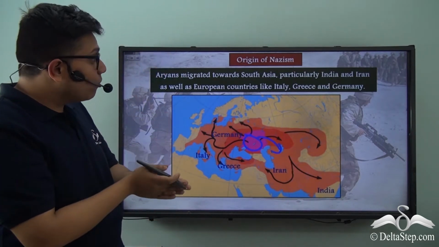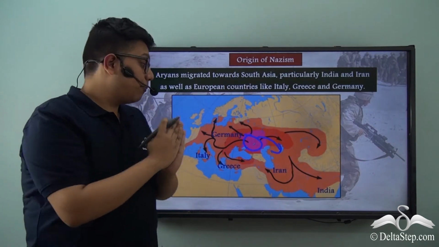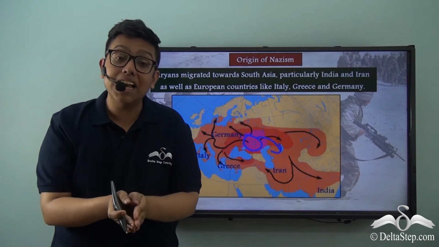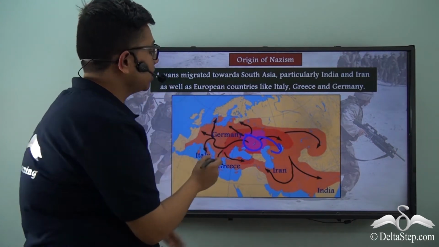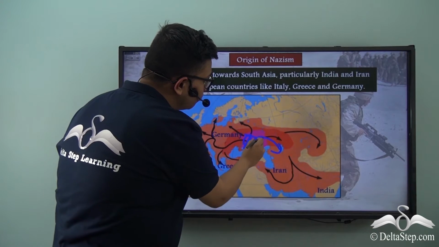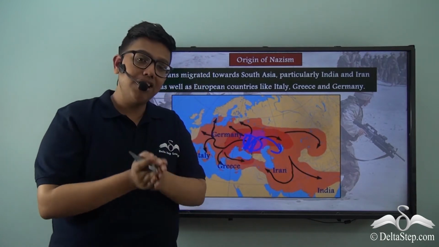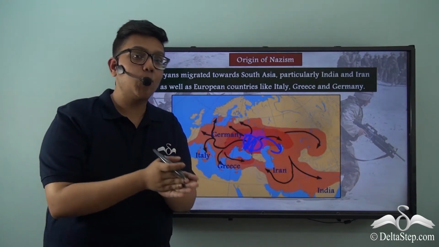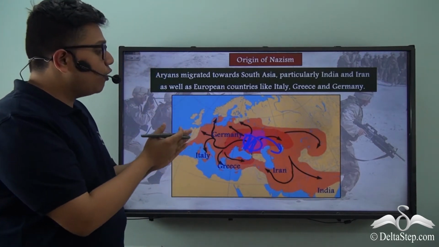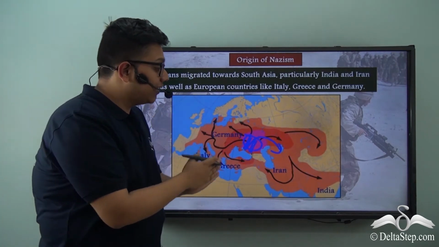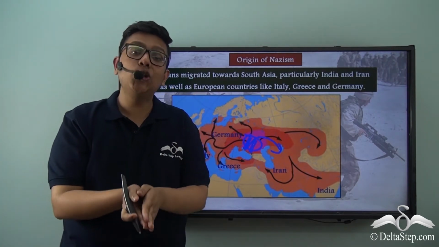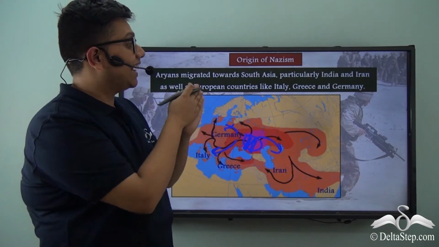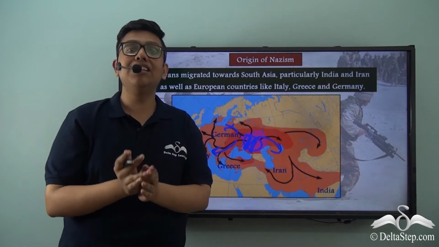But did you also know that not only did the Aryans migrate to India and Iran, which is in Asia, the Aryans also migrated to Europe. This is because Central Asia happens to be almost the center of the world, and definitely a center of the landmass known as Eurasia, which combines Europe and Asia. Therefore, as a couple of Aryan groups migrated towards the east, other groups traveled towards the west, towards European countries like Italy, Greece, and particularly Germany.